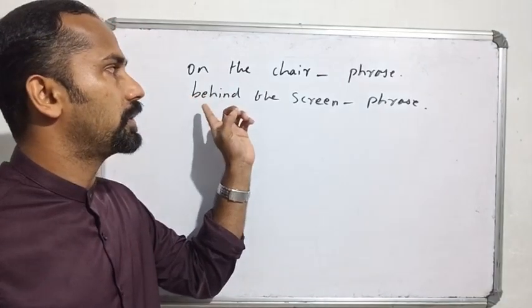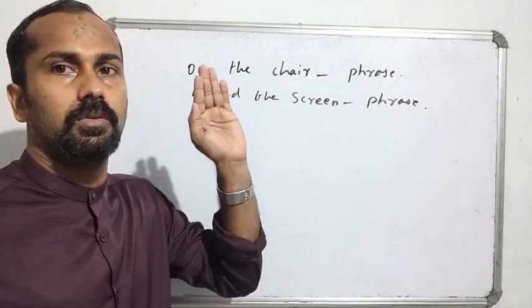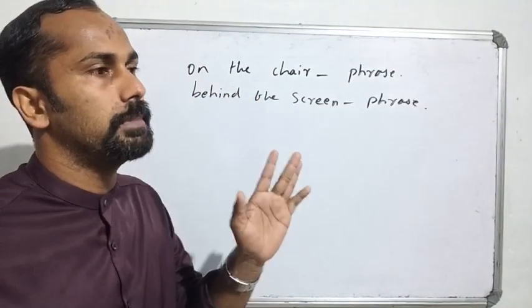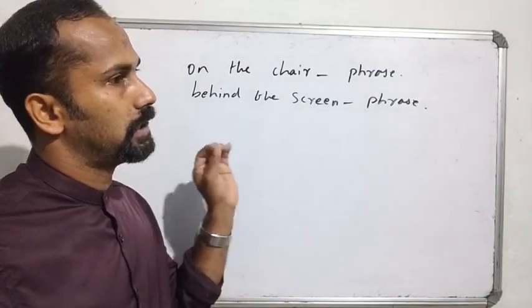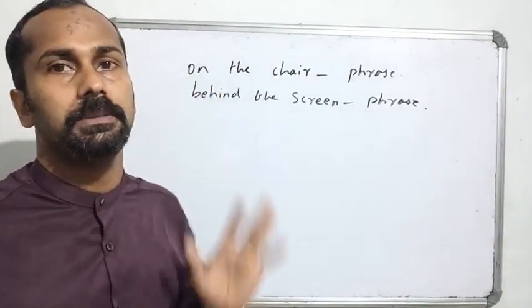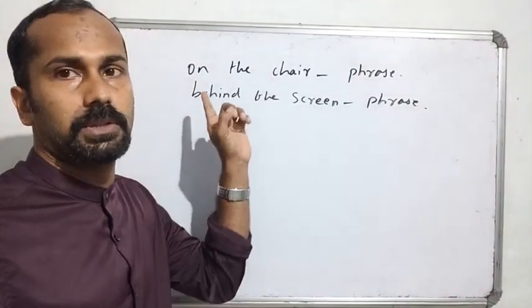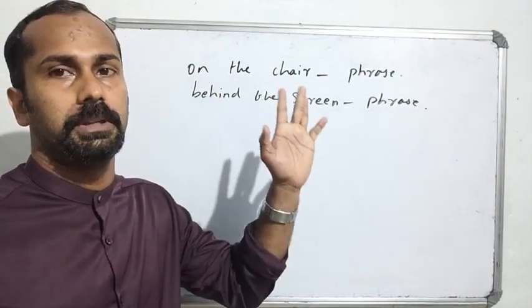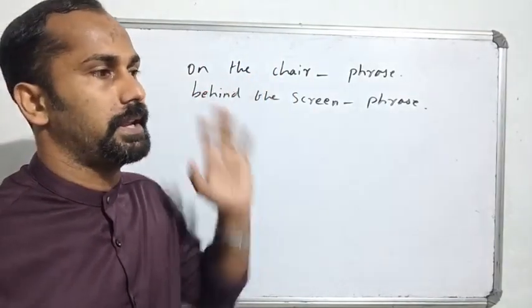Okay, so a phrase is a group of words without subject, without verb, without predicate. There is no complete meaning also. So without subject, without predicate, and without complete meaning, this group of words is called a phrase.